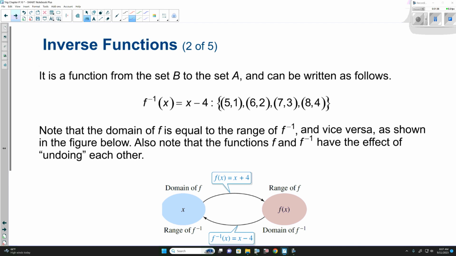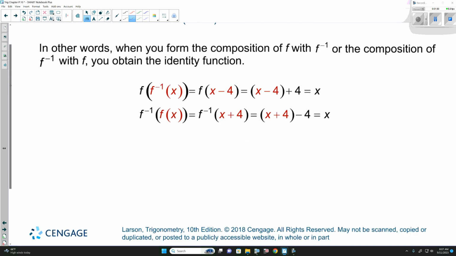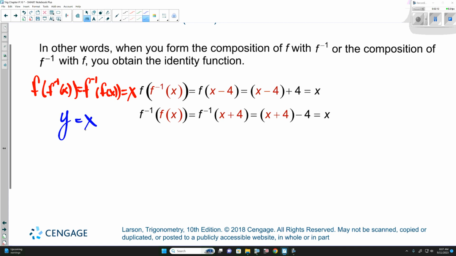And we have this here. So it works out that f inverse of x is going to be x minus 4. And they have the effect of undoing each other. One undoes the other. And if we take the composite of the function and its inverse, we get back to x. So we could say f of f inverse of x is equal to f inverse of f of x, which both equal x. Or really what this is also telling us is that 2 inverse functions are reflected across the line y equals x, our linear function.